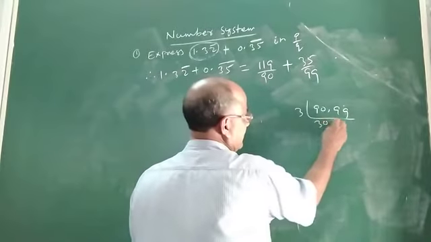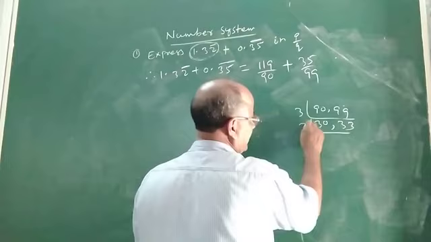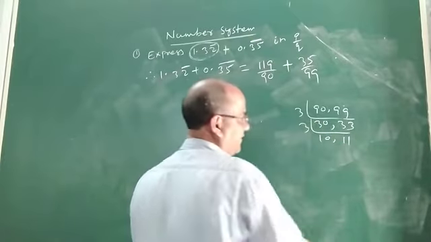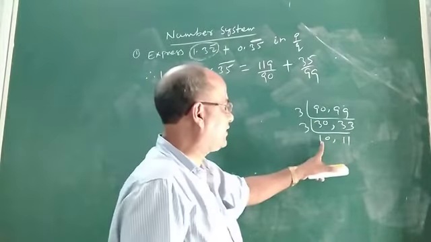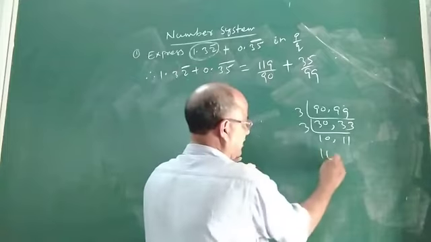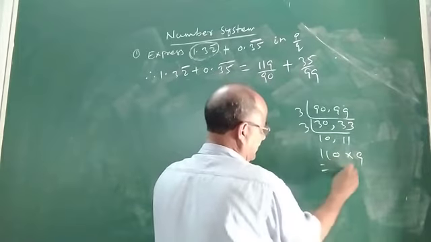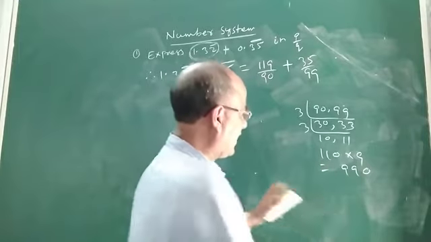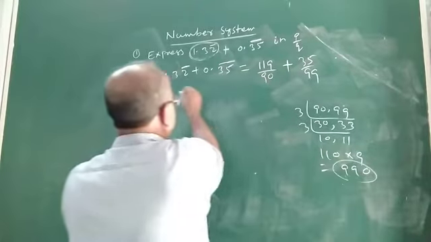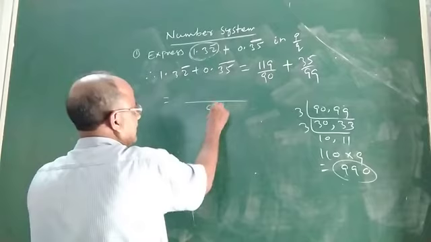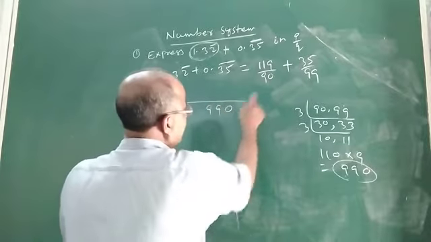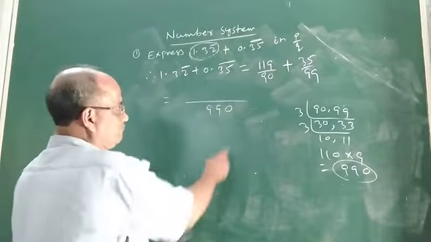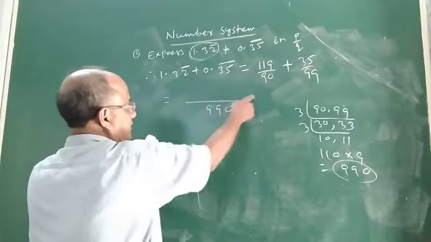Dividing by 3, 30 becomes 10 and 33 becomes 11. So 11 into 10 is 110, and 110 into 9 is 990. So 990 will be the LCM. So now the LCM is 990. So 990 divided by 90, the zeros cancel, it is 11.